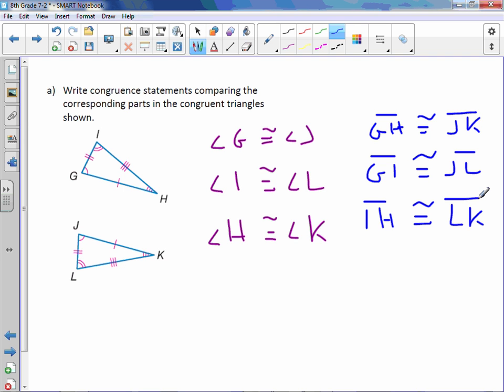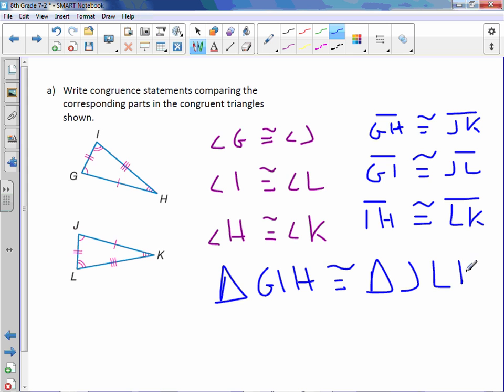The only other statement speaks about our triangles. I like to go in order of the arcs here to make it a little bit simpler when I write it, because remember, the order in which you write the letters matters. So I'll go one arc, two arc, three arc. Triangle GIH is congruent to one arc, two arc, three arc, JLK. And those are the congruent statements.